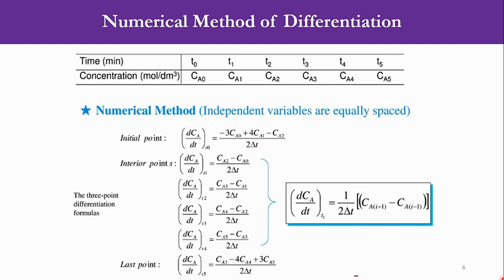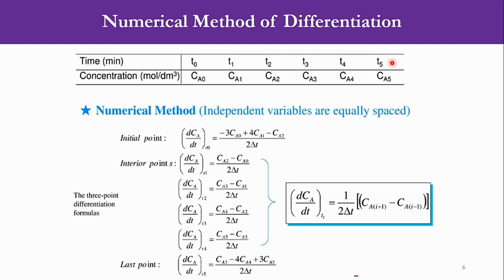But now how we can proceed with it: dC over dt at time t equal to 0 is equal to minus 3 times CA0, which is the first value, plus 4 times CA1, which is the second value, minus CA2, which is the third value, divided by 2 times delta t. And this formula will remain the same irrespective of how many points are involved in the system. In the same way, if you look at the last point, dC over dt at t5, this will obviously depend on how many points are involved, because it takes into account the last 3 points, which are CA3, CA4, and CA5. So CA3 minus 4 times CA4 plus 3 times CA5 divided by 2 into delta t. So the first parameter, the initial point, takes the first 3 points, and the last parameter takes the last 3 points.